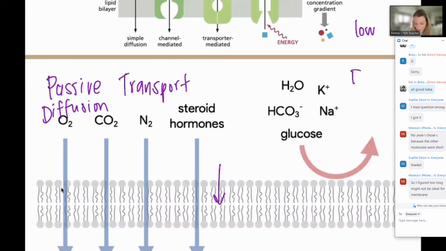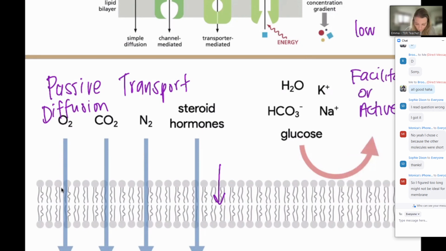And these are either going to be facilitated or active, depending on their gradient. Obviously, the gases also depend on their gradient. If they're moving against their gradient, that's also not going to work. But typically, O2 is higher outside of the cell than inside of the cell. Same for CO2 sometimes, things like that.